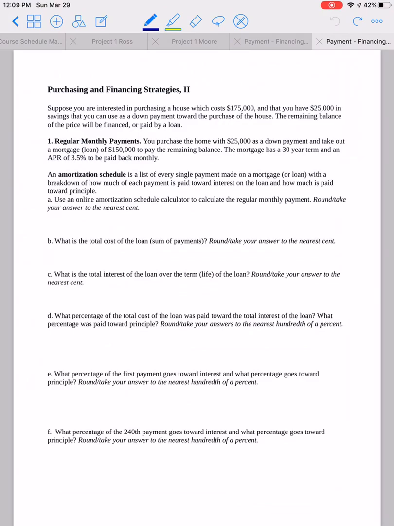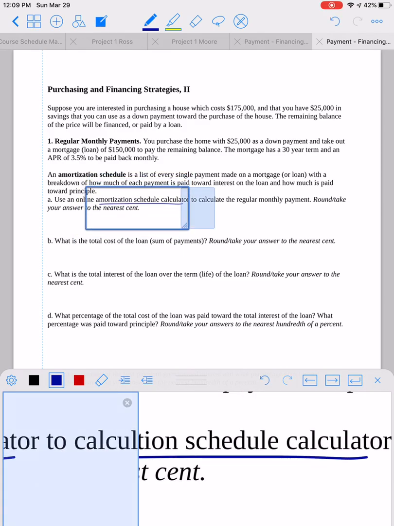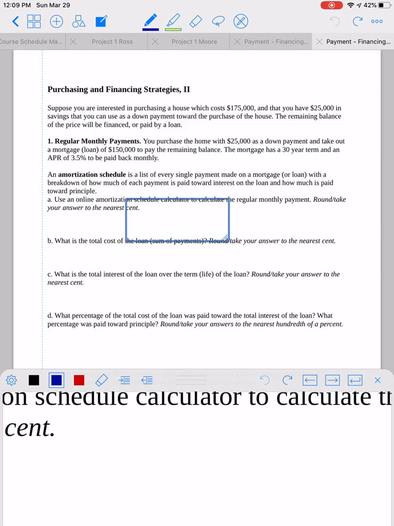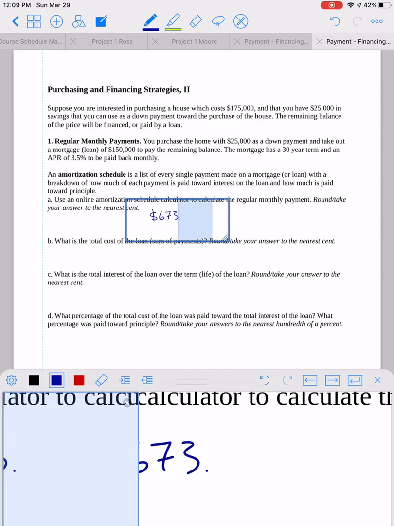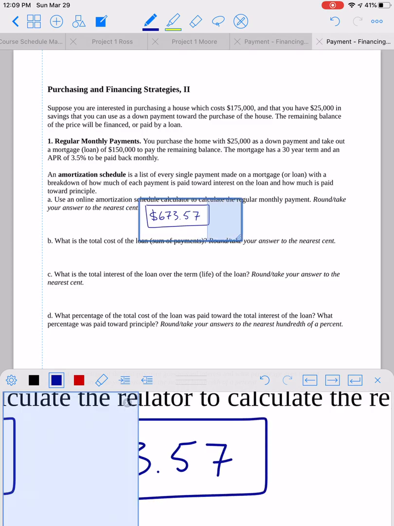So going back to our worksheet, use an online amortization schedule calculator. Okay, done that, to calculate your regular monthly payment. So our regular monthly payment we just saw in that amortization calculator is $673. They ask us to take it to the nearest cent, 57 cents. Well, that was already done for us, but that's fine. Okay, so our payment is this.